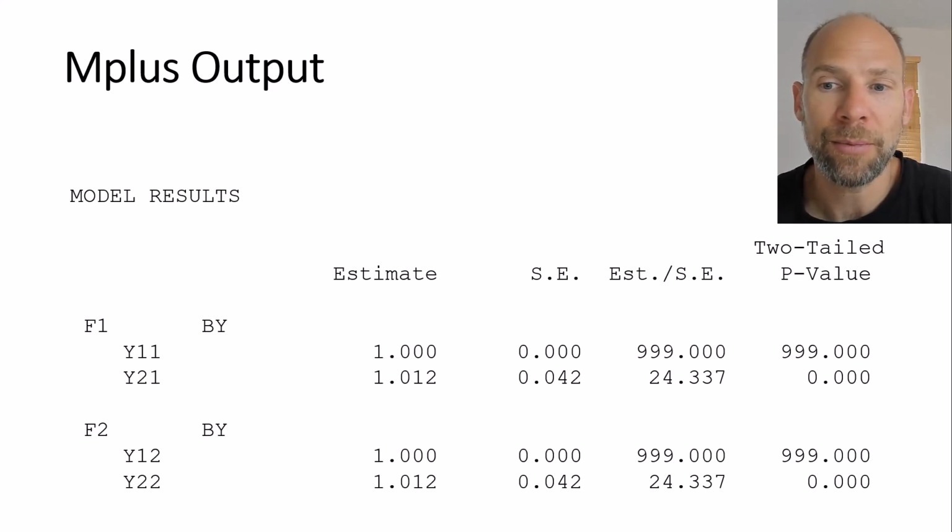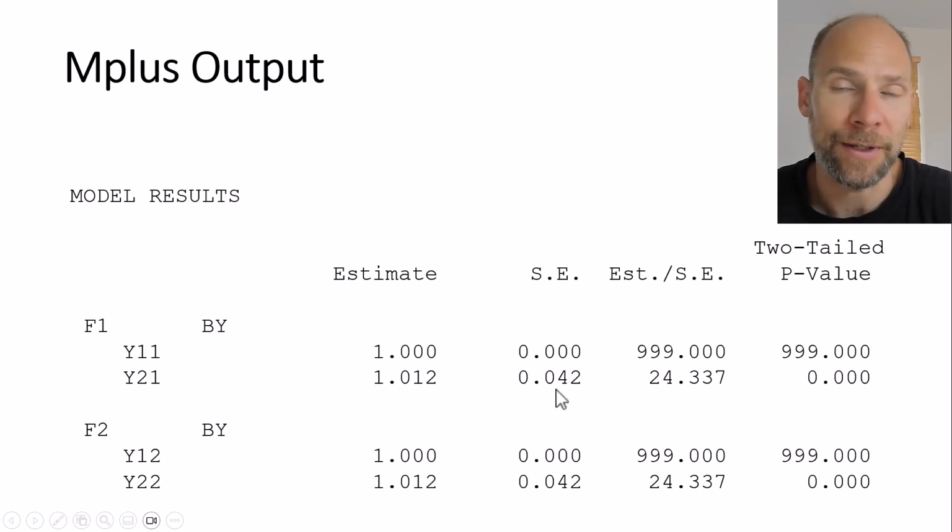A fixed parameter doesn't come with a standard error or a test statistic, whereas a parameter that is constrained equal does come with a standard error and a test statistic, as you can see here from the second loading, which is estimated to be 1.012 for both variables, y21 and y22, and it gets the same standard error, 0.042, because it is estimated only once.